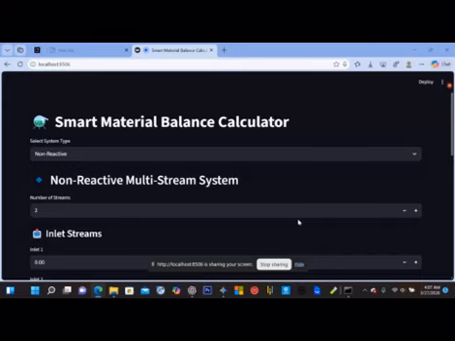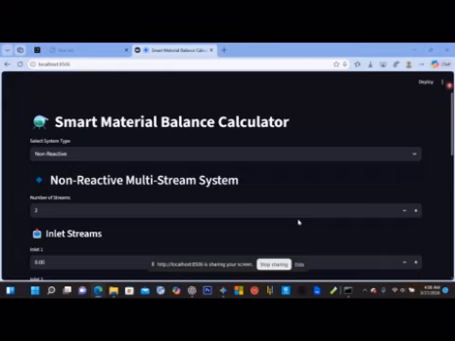This Smart Material Balance Calculator is perfect and highly recommended for students, that's chemical and petrochemical engineering students, as well as other engineering students or other students that may find it profitable. It's also perfect for chemical engineers and process simulation enthusiasts.